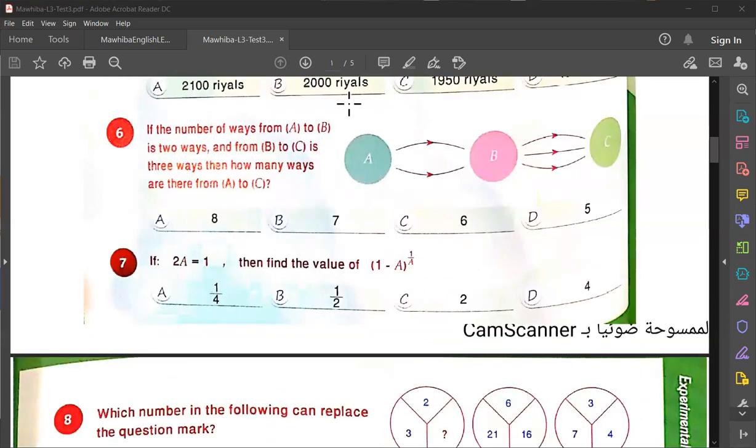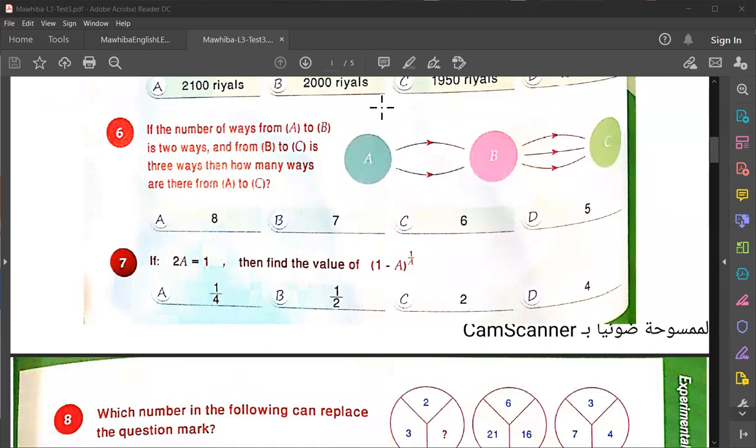Right. Now we will take number 6. Okay, I think it is easy. Number 6, pay attention, please. If the number of ways from A to B is 2 ways, and from B to C is 3 ways, then how many ways are there from A to C? Right? Okay, now, can you tell me?